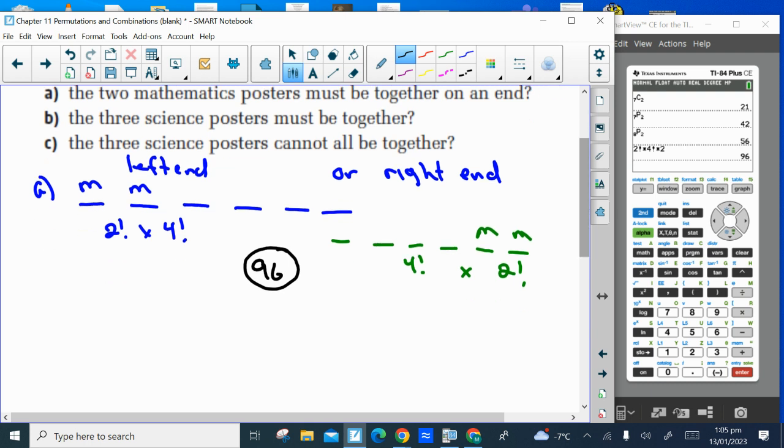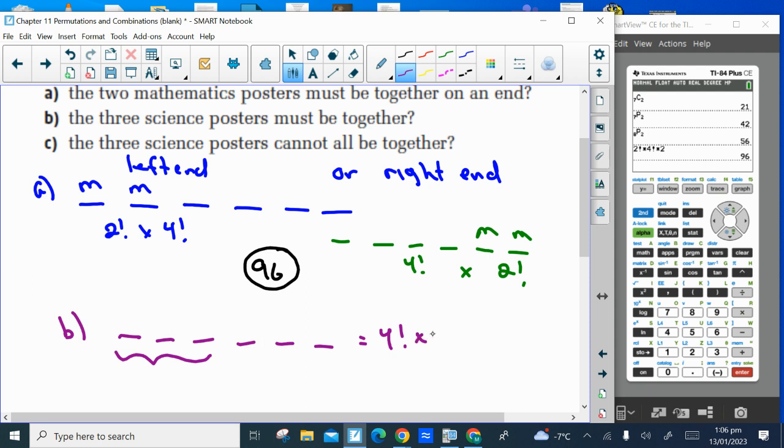Part B, what if the 3 science posters must be together? So if we mark down our 6 spaces, the 3 science posters must be together. Remember, when our objects have to stay together, they count as one thing to be arranged. So I've got one object to be arranged, which consists of the 3 science posters together, plus 3 more gives us 4 objects to arrange. That would be 4 factorial.